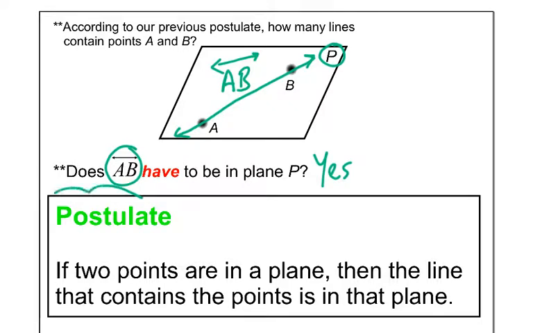Here's your postulate. If 2 points are in a plane, then that line that contains the points, the line that goes through those points, is also in that plane. Absolutely.